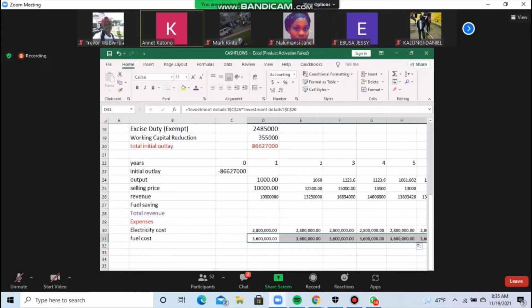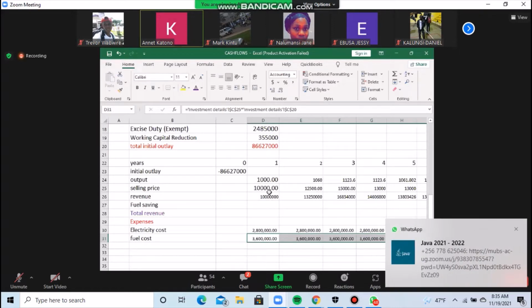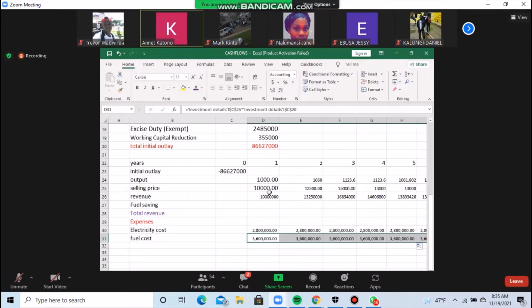Sometimes they'll tell you that the fuel cost will reduce by this, it will increase to this, etc. So you have to read and try to understand the statement very well, and then you treat it the same way, just like the way we've been treating the output and the selling price. Okay, now since we now have our fuel costs, we can determine the fuel saving up here. Are we together? We can determine the fuel saving.